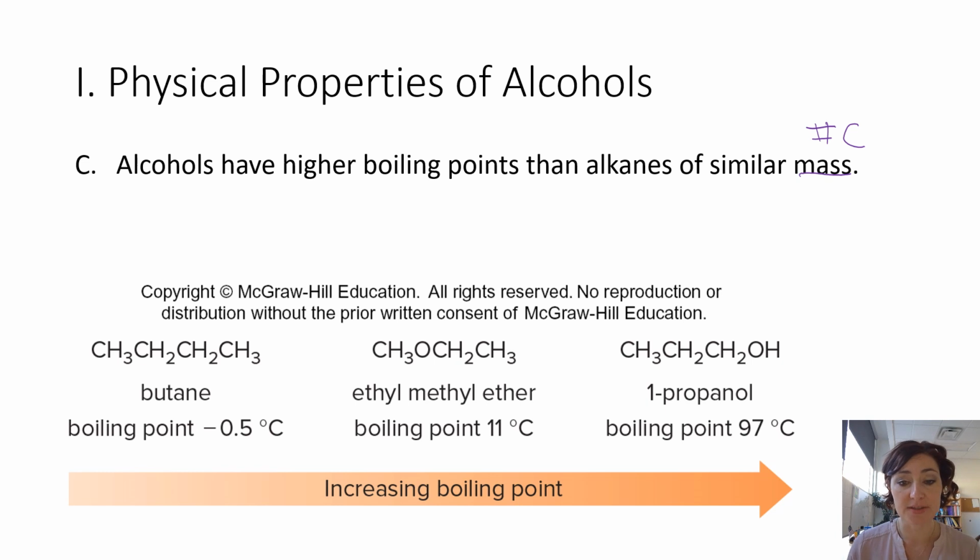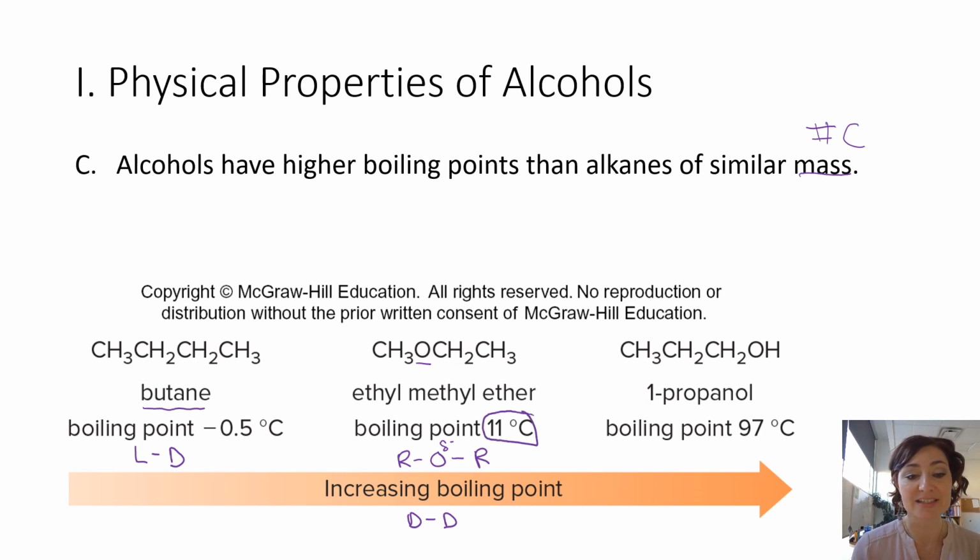And I just want to show you this diagram on the bottom because it compares butane, a hydrocarbon, all carbons and hydrogens. Remember, these are going to have London dispersion forces, the weakest of the intermolecular forces holding them together. Here is an ether, ethyl methyl ether. So this is just an oxygen. And remember that an oxygen and a carbon are going to have a polar bond between them. So we are going to get dipole interactions, not the strongest, but they're certainly stronger than London dispersion forces. And we see that in the difference in the boiling point.